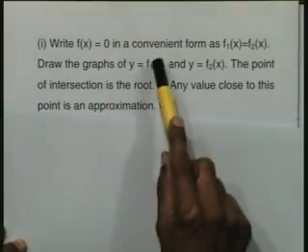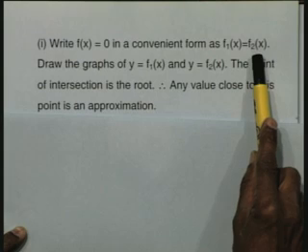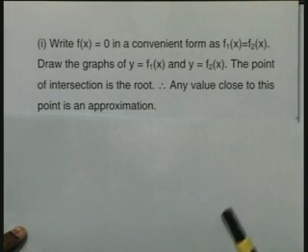Now, this is if we are not able to plot the graph of f(x) is equal to 0, we can think of breaking the function f(x) is equal to 0 into two parts as f1(x) is equal to f2(x). That means I could write f(x) is equal to 0 in a convenient form as f1(x) is equal to f2(x). For example, if I want the approximation for x minus sin x is equal to 0, I can write this as x is equal to sin x, take f1(x) as x, f2(x) as sin x.